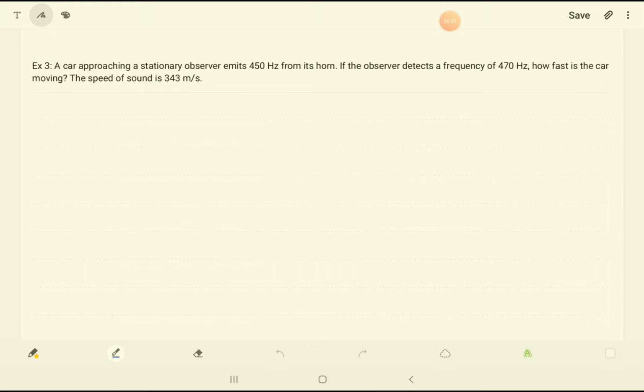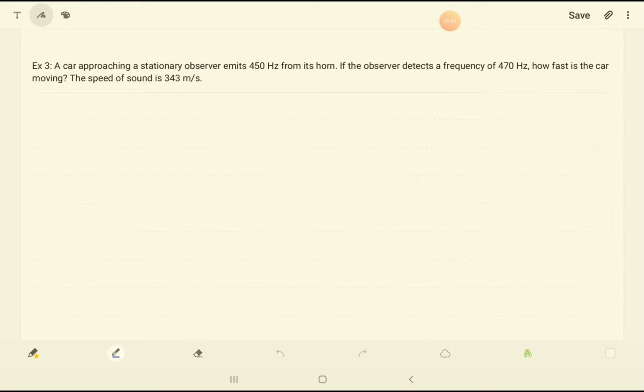Okay, so for the last one here, a car approaching a stationary observer emits 450 hertz from its horn. If the observer detects a frequency of 470 hertz, how fast is the car moving? The speed of sound is 343 meters per second.